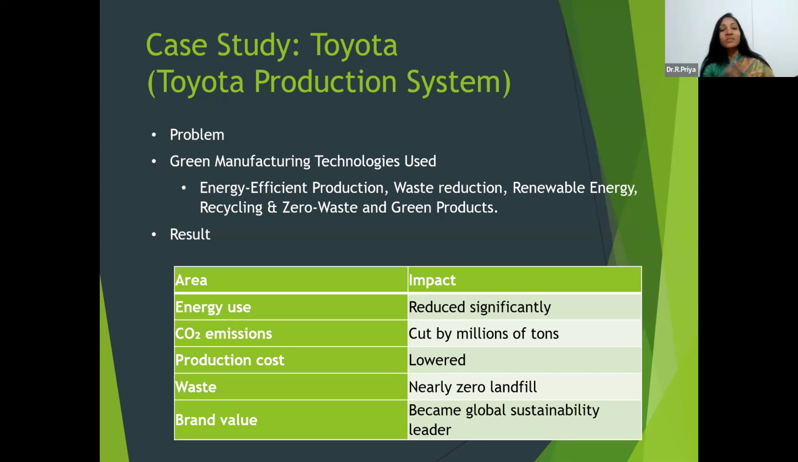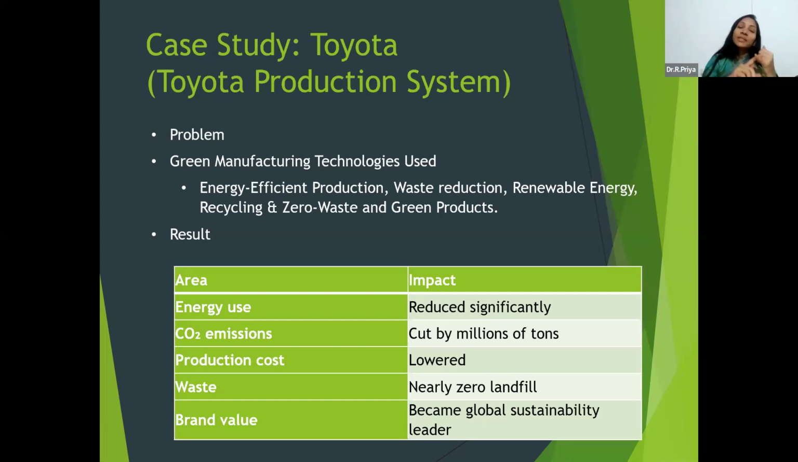What technologies were used? There are mainly four technologies. One is energy efficient production. This technology involves high efficiency motors, welding and painting robots, LED lighting across the plant, and smart energy monitoring systems. This reduced the electricity consumption in factories by more than 30 percent.